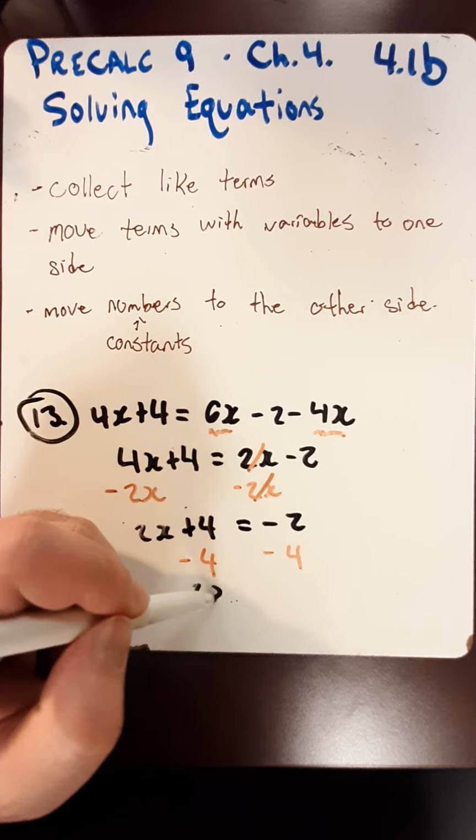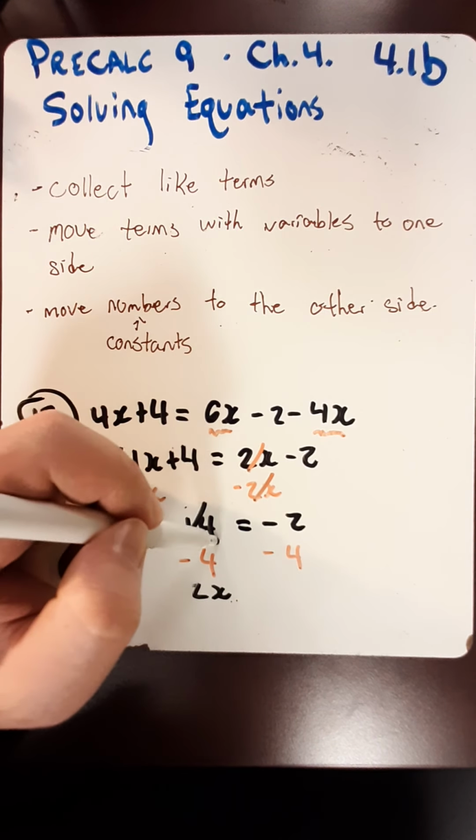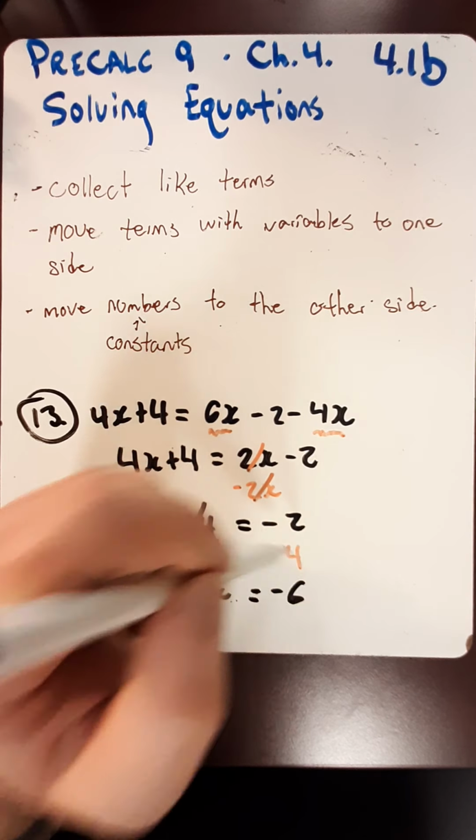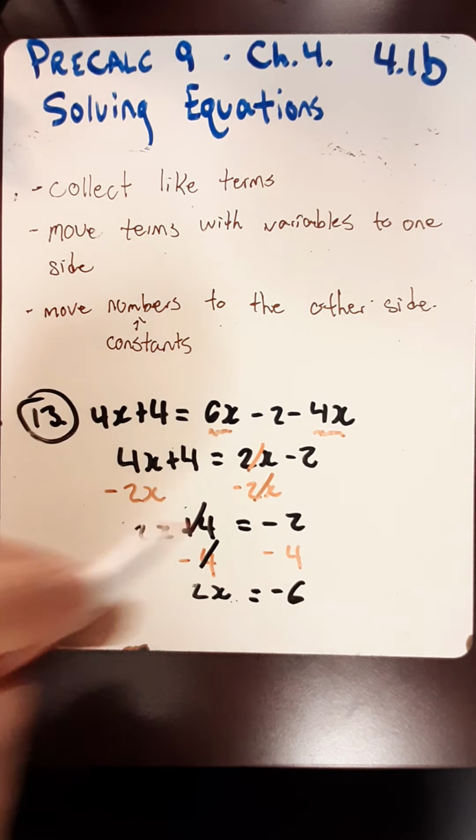2x, these cancel, equals minus 6. And then I'm going to divide by 2.